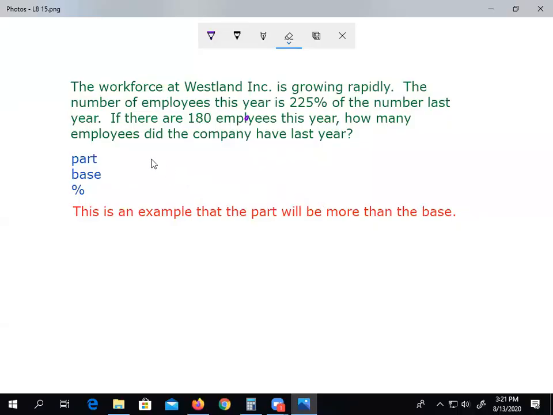So let's look at this example again. The workforce at Westland Incorporated is growing rapidly. The number of employees this year is 225% of the number last year. If there are 180 employees this year, how many employees did the company have last year? So again, the easiest number to identify is the 225%.